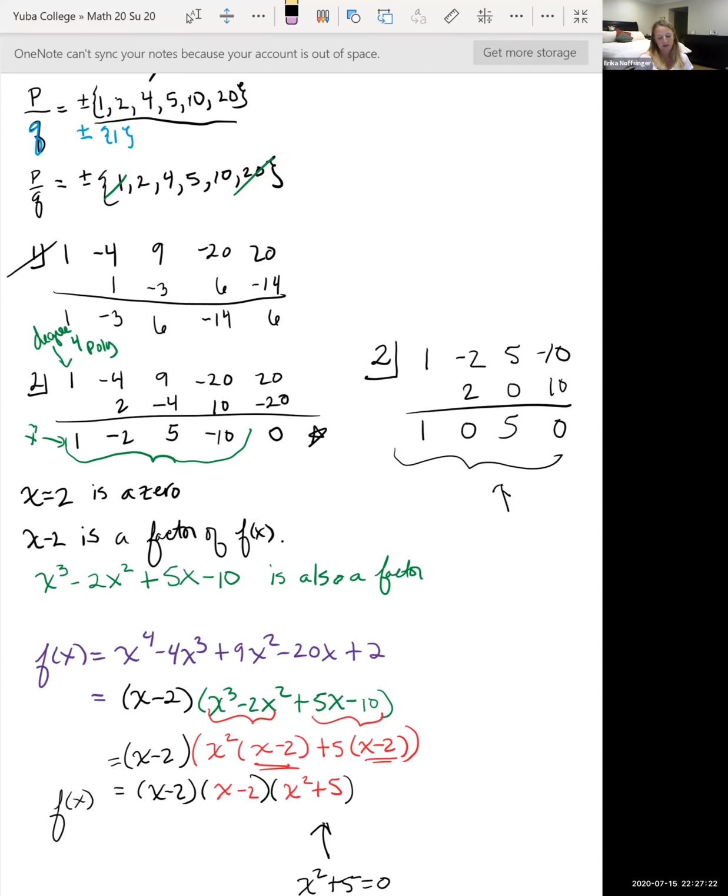But if I had noticed this was a negative number up here and this had occurred, I would know that that's the smallest number. And so I don't have to look at any smaller number that I had listed with my possible rational zero theorem.